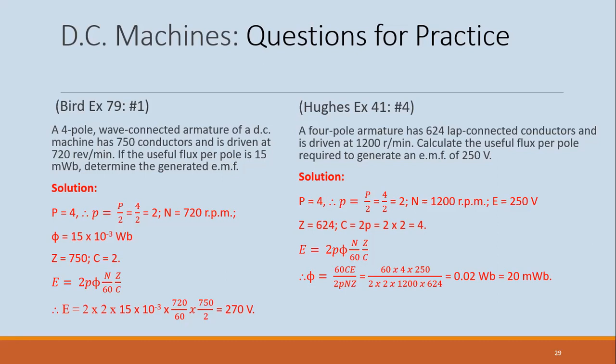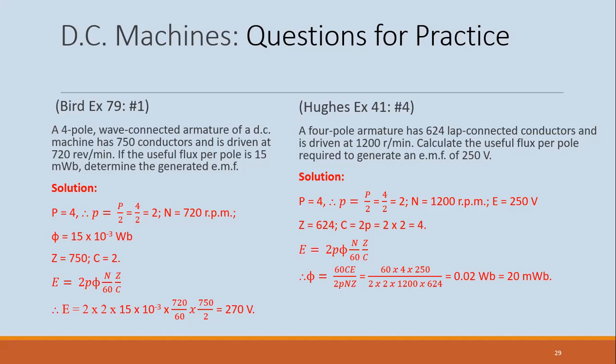Another one, and this one is from Hughes. It says a 4-pole armature has 624 lap connected conductors and is driven at 1200 RPM. We should calculate the useful flux per pole required to generate an EMF of 250 volts.